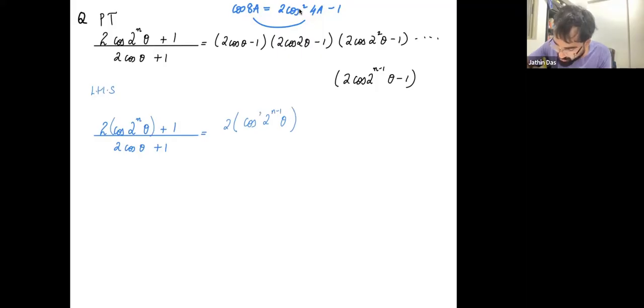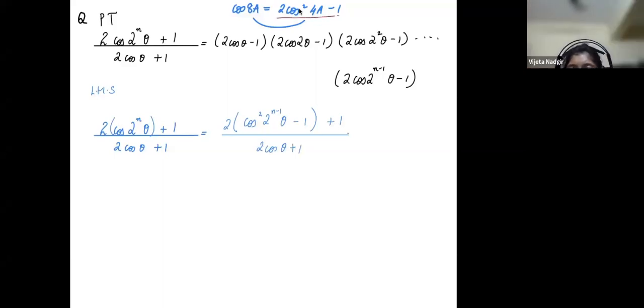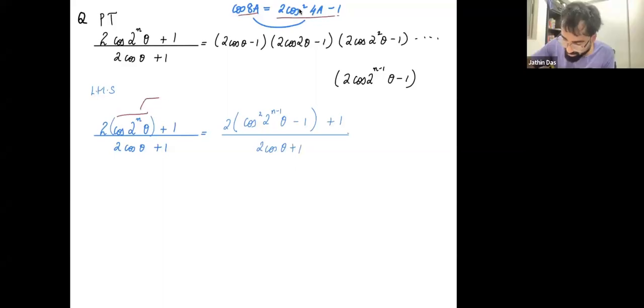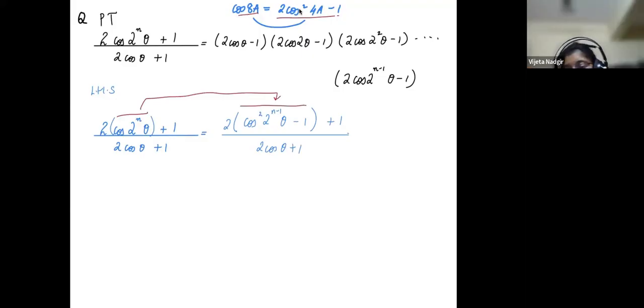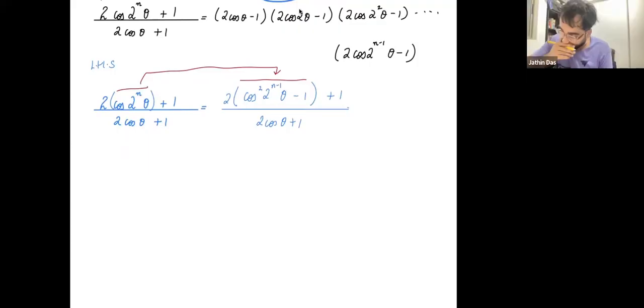हाँ, cos square minus 1 plus 1. ये clear है? Did you understand what I did? I just did this only. This whole thing I converted like this. Clear? Okay. Then I'm multiplying.